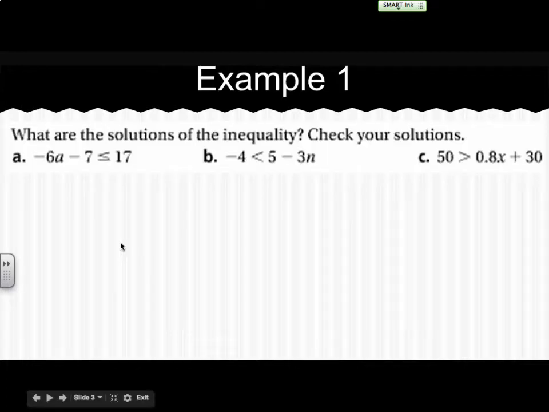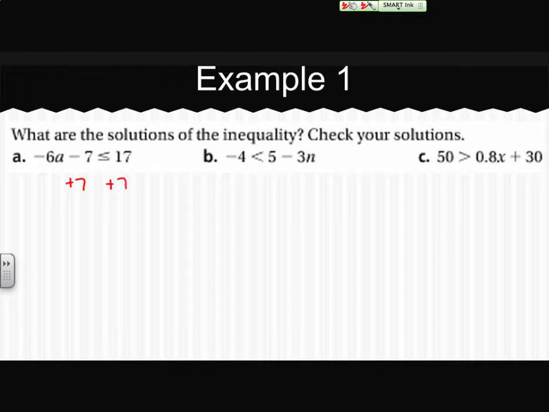Check your solutions. Okay, for A, to start getting A all by itself, we're going to add 7 to both sides. So now I have negative 6A is less than or equal to 24. And then I'm going to divide both sides by negative 6 to solve for A. And when I divide by the negative 6, that makes the sign flip. So now I have A is greater than or equal to negative 4.